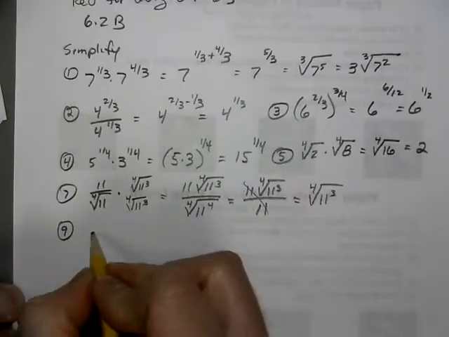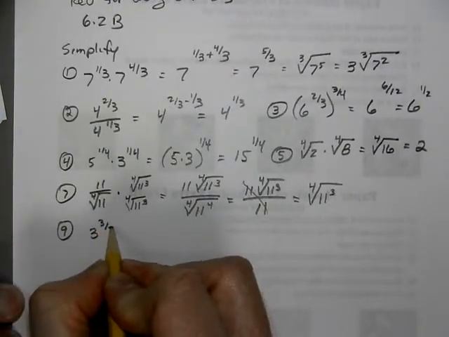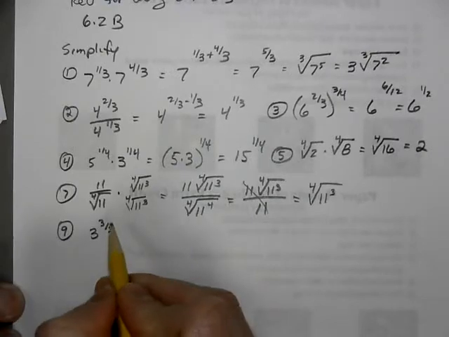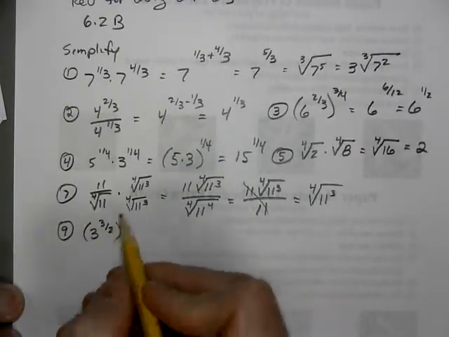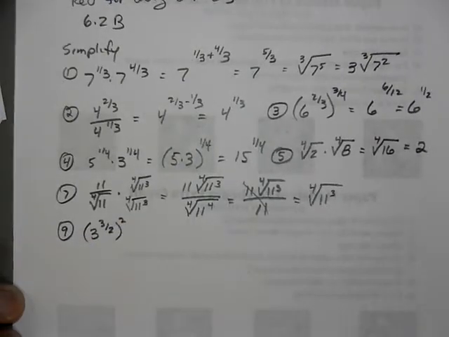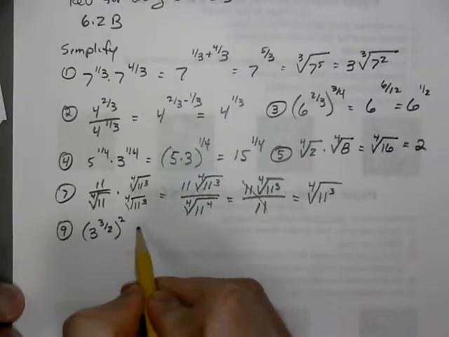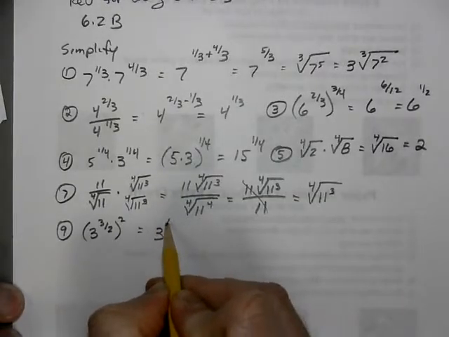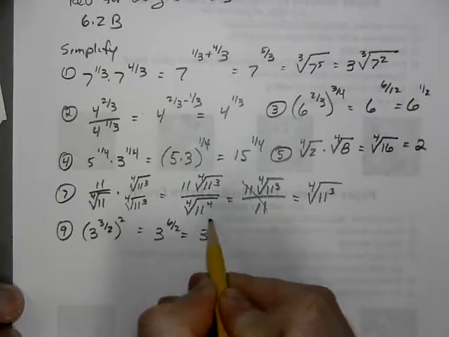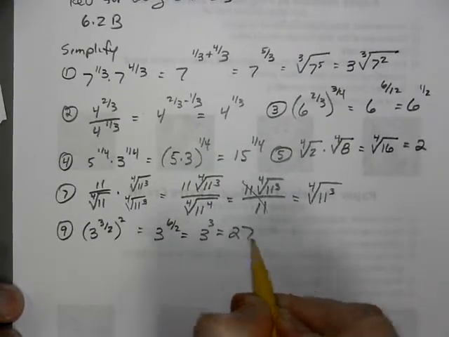Number 9. The 3 raised to 3 over 2, times 2, or raised to the 2. So that's 3 to the 6 over 2, which is 3 to the 3rd, which is 27.